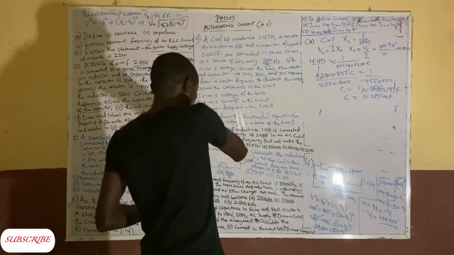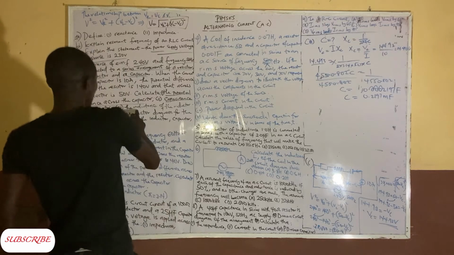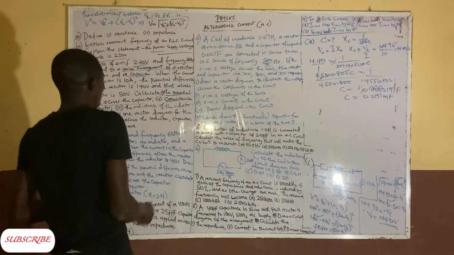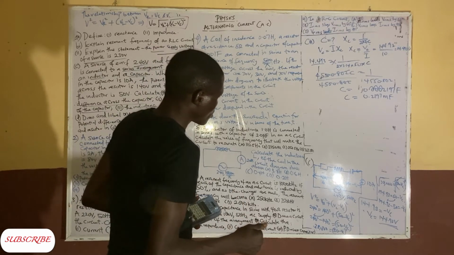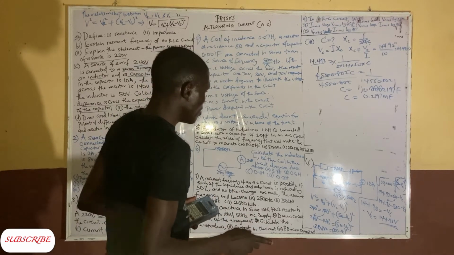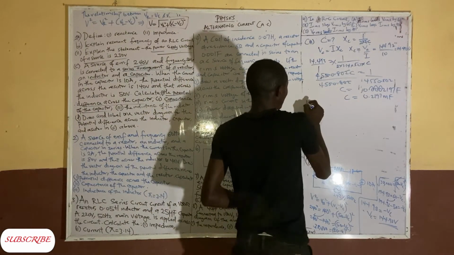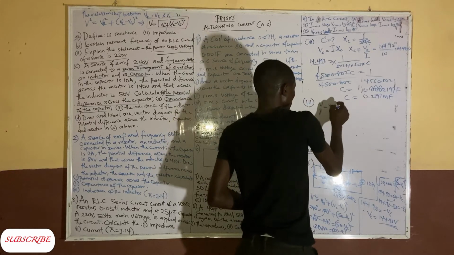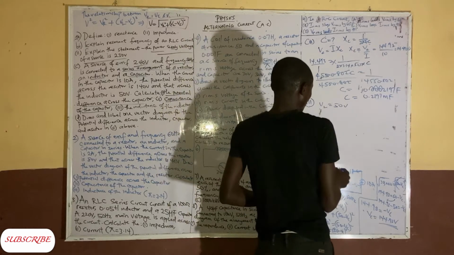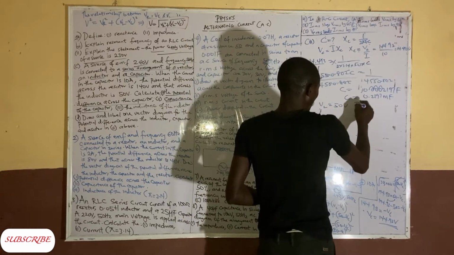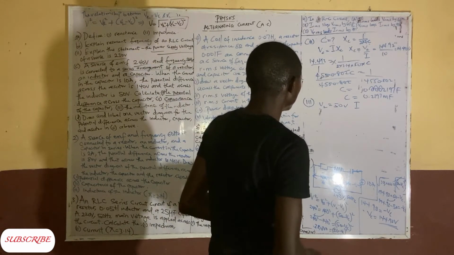So let's move to the next question. The next question says: the inductance of the inductor. So how do you get the inductance of the inductor? I know that VL is 50. Looking at that, I have VL. VL is what? 50 volts.